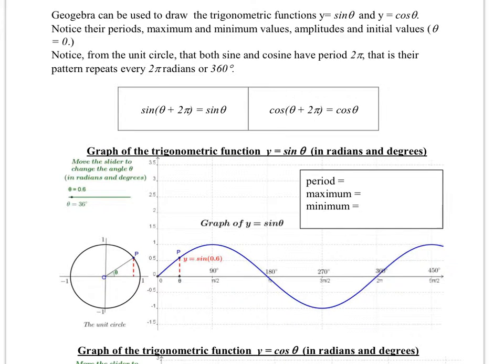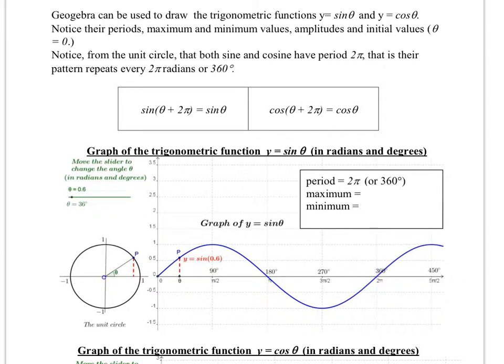Let's look at some of the features of the graph that we've obtained. The period is the distance between the start and the next start. If we started here, we have a whole cycle and we get back to the start again. So the period is from here across to here, that's 2 pi, or another way of thinking about it is that it's 360 degrees if we were working in degrees. You could equally well measure the period from one maximum to the next maximum, from here to here, which would also be 360 degrees, or from a minimum to a minimum. In any case, the period is going to be 2 pi.